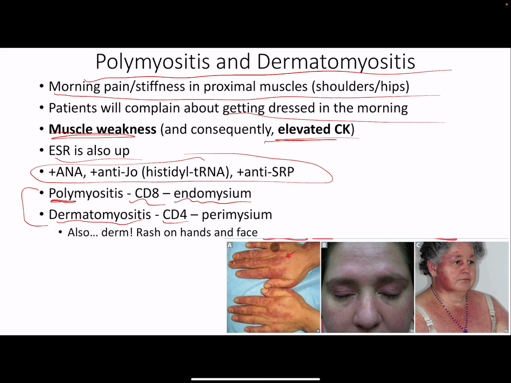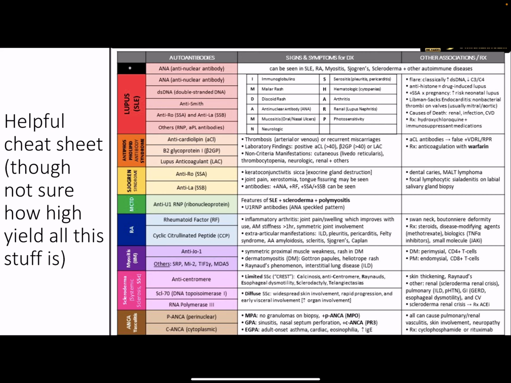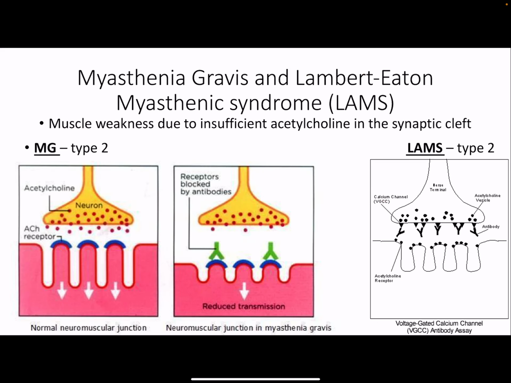This is going to affect the endomysium of the muscle. This is the perimysium of the muscle. And derm, derm is skin. So for the dermatomyositis one, you're going to have a skin rash that you will not have in polymyositis. Again, I apologize, you guys might not have to know this. I'm not 100% sure, but this is an autoimmune thing, so I thought I might cover it. This is a good cheat sheet if you're having trouble remembering all of the many different antibodies, and it has a little bit of fun facts about them as well.